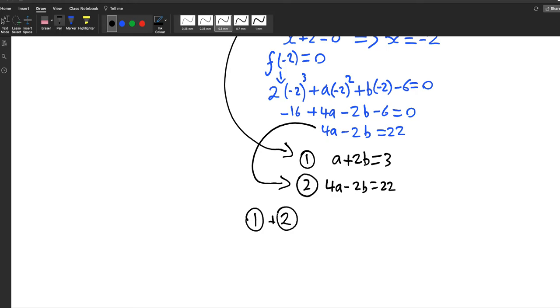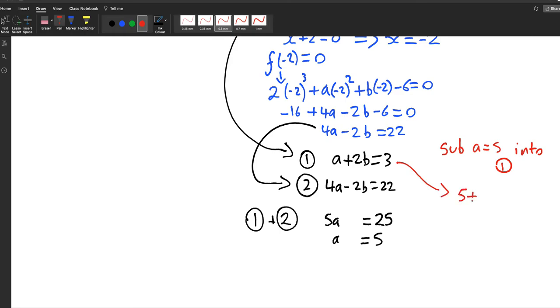By adding the two equations, I get a plus 4a is 5a. 2b and minus 2b cancel. 3 plus 22 is 25. Then a is going to be equal to 5. Okay, so now I'm going to substitute a equals 5 into equation 1. So instead of writing a, I'm going to put 5. So 5 plus 2b equals 3, which means that 2b is equal to minus 2. 3 minus 5 is minus 2.